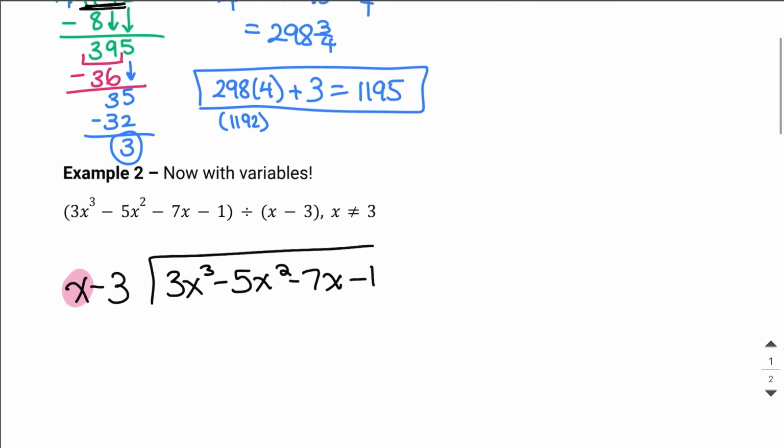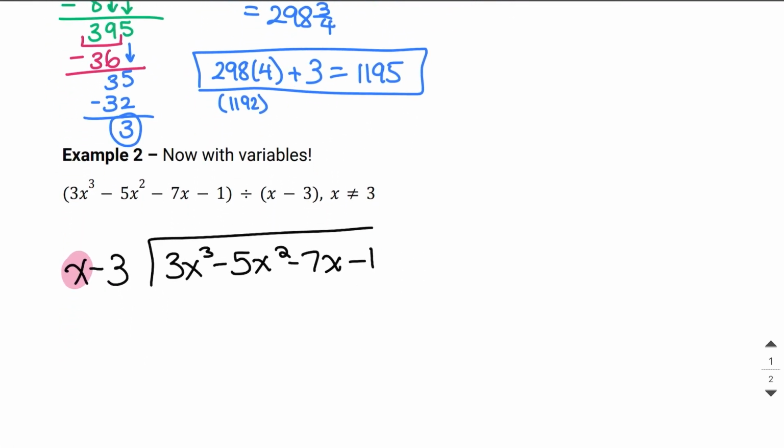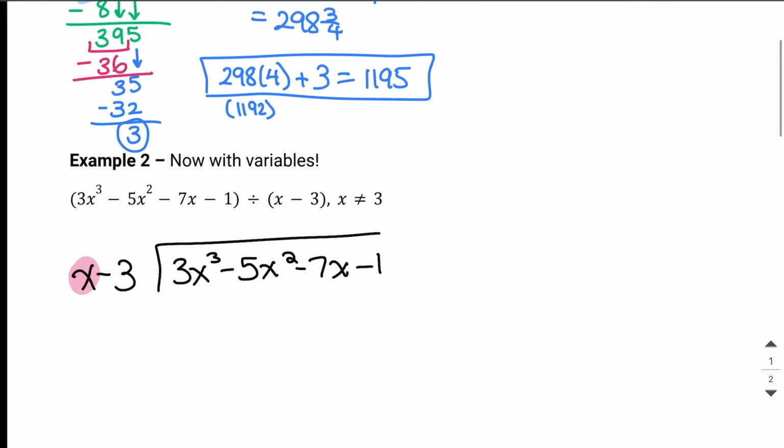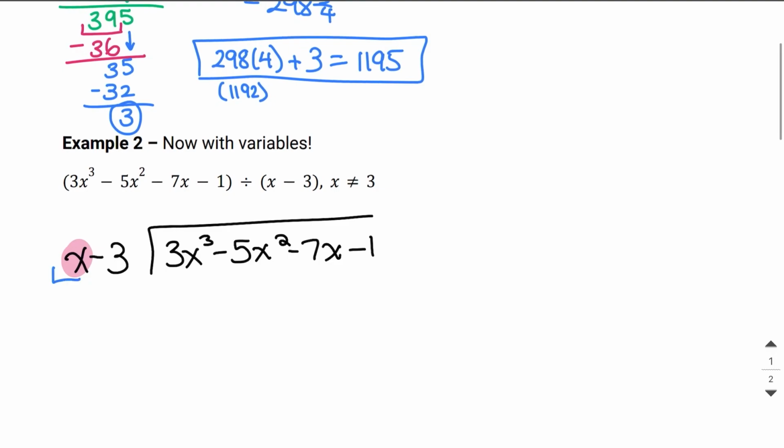Okay, so I'll tell you what I mean by that right now. Essentially, just like before, when I broke this up, I started with 11, right? I wanted to figure out how many times does 4 go into this 11 right here? So I'm going to do the same thing. I'm going to take this x and see how many times it goes into 3x cubed. So I've got two different ways that I can look at this. I can take 3x cubed and divide it by x, and I can see that I would get 3x squared.